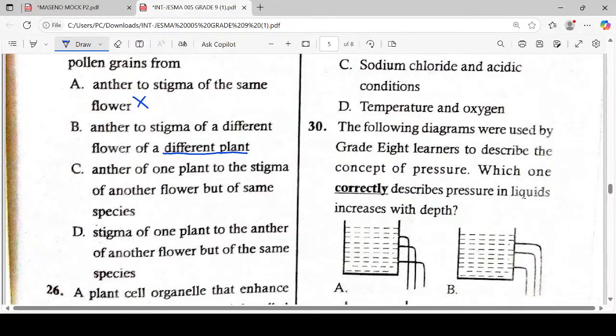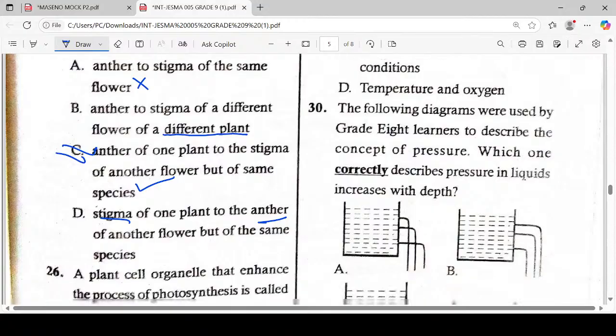Let's look at the next one. Anther of one plant to the stigma of another flower, but of the same species. Yes, that's correct. Stigma of another plant to anther? No, this one has been reversed. So for question number 25, the correct answer is C for cat.